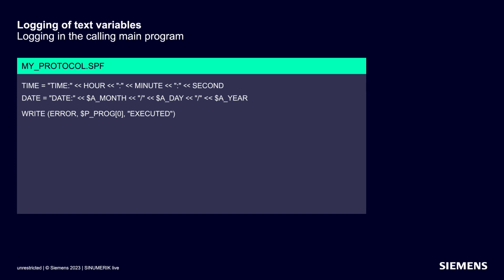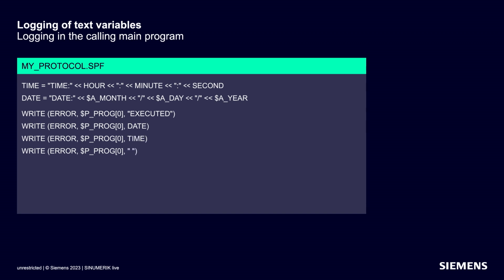We use the system variable for the current program as the name. 0 addresses the top level, that is, our main program, and that's exactly where we add the text lines. First, a line with the fixed text EXECUTED. This is followed by the date and the time, and then a blank line. At the end, the IF/END IF control structure appears once again, in order to react to any errors that may occur when writing.